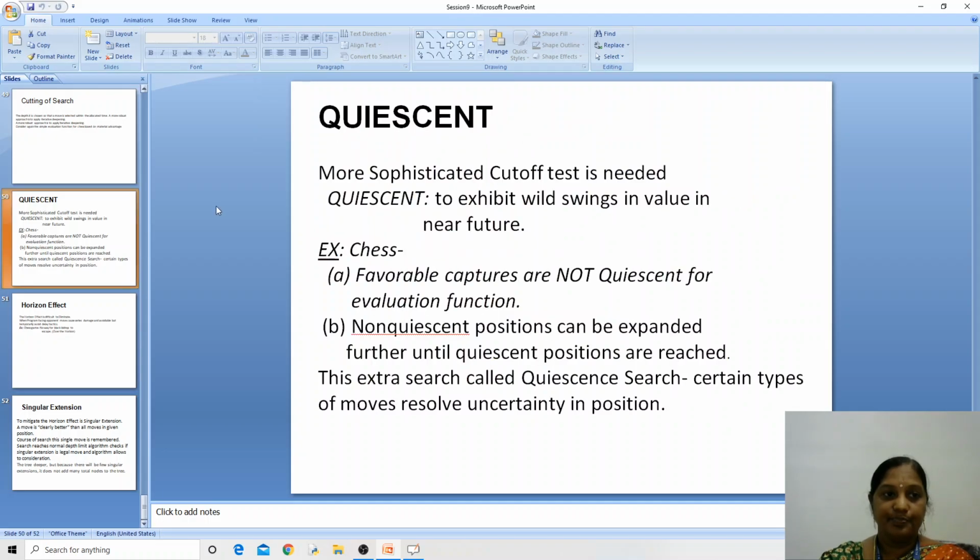Next one is quiescence. A more sophisticated cutoff test is needed. Quiescence is for positions that exhibit wild swings in value in the near future. For example, if some favorable captures are not quiescent for the evaluation function, you can apply quiescence, and non-quiescent positions can be expanded further until quiescent positions are reached. Suppose you are not finding good moves, then you stop there. This extra search is called quiescent search, where certain types of moves resolve uncertainty in the position.